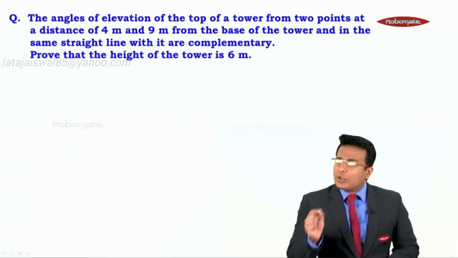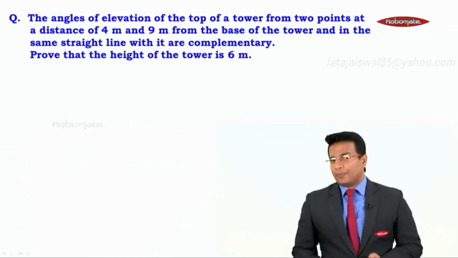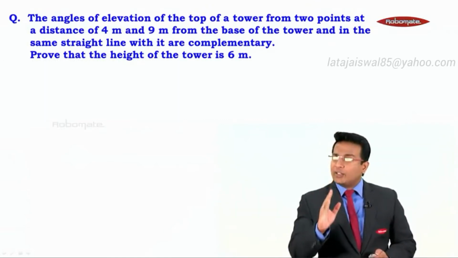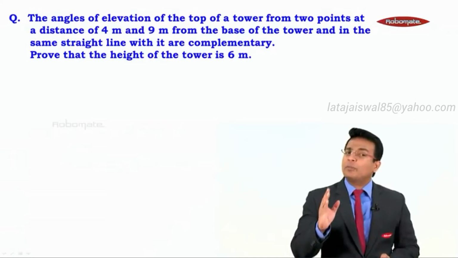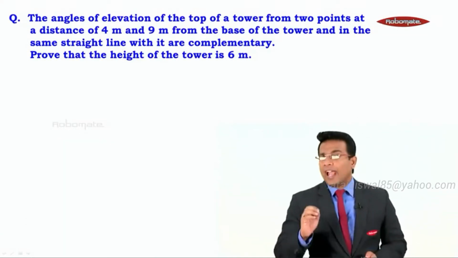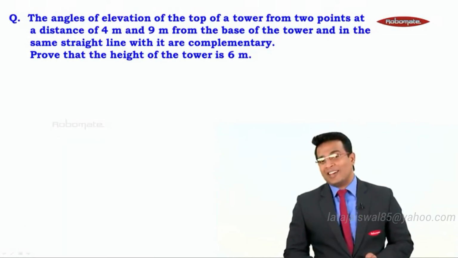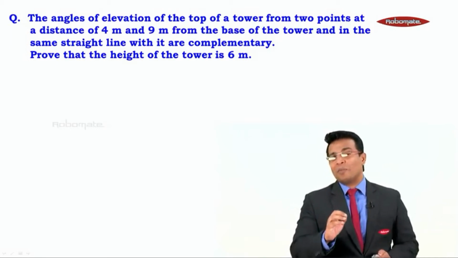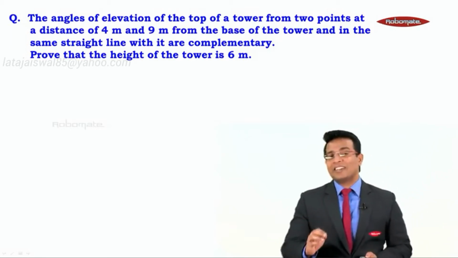Let's observe the sum. It says that the angles of elevation of the top of a tower from 2 points at a distance of 4 meter and 9 meter from the base of the tower and in the same straight line with it are complementary. Prove that the height of the tower is 6 meter.